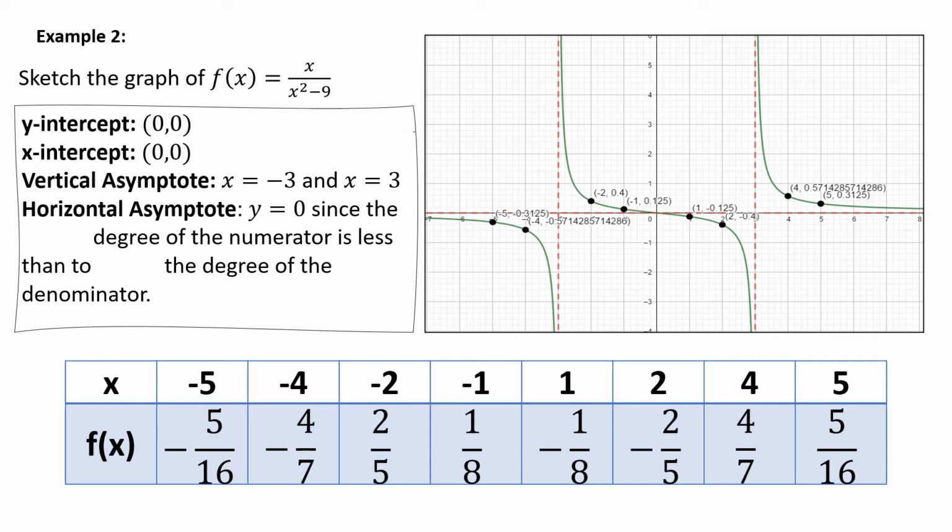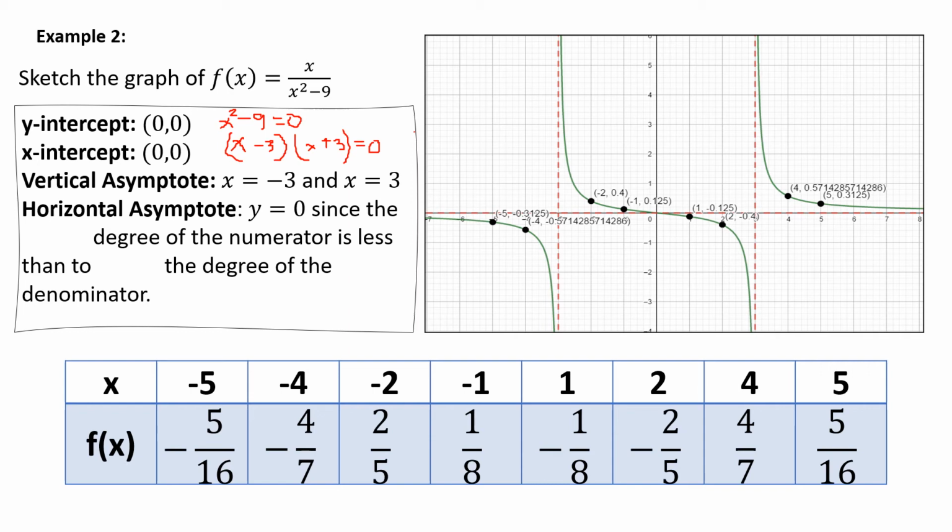Next is to solve for the vertical asymptote by equating our denominator to 0, that is x squared minus 9 equals 0. Using difference of two squares, we have x minus 3 times the quantity x plus 3. This is the application of factoring. Solving for x, we have x equals negative 3 and x equals positive 3.